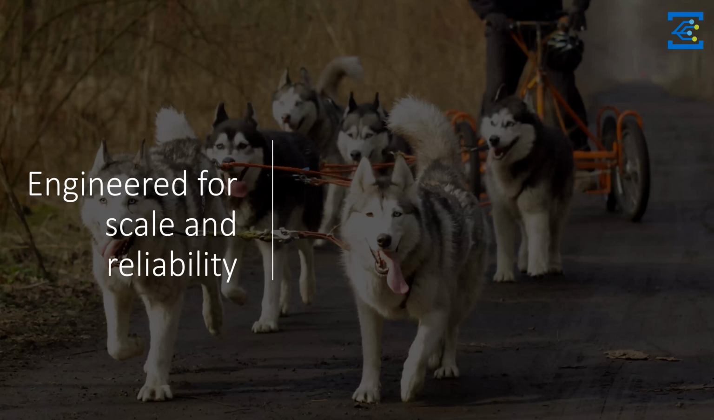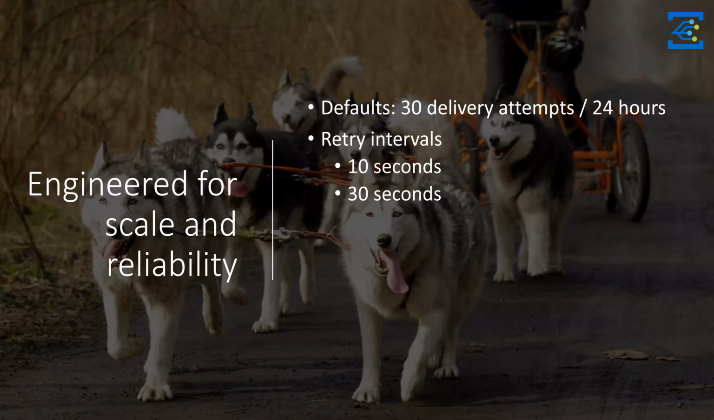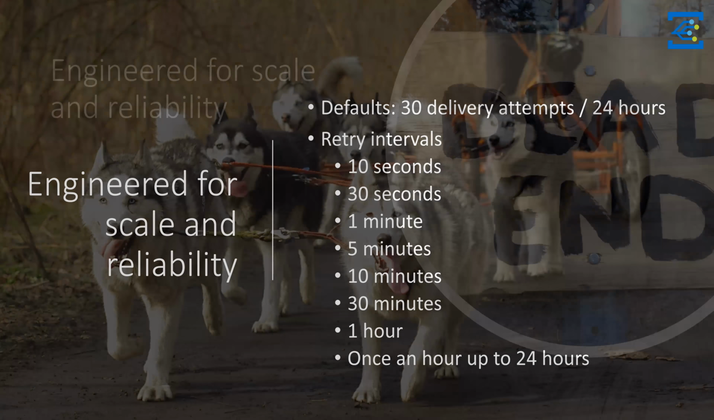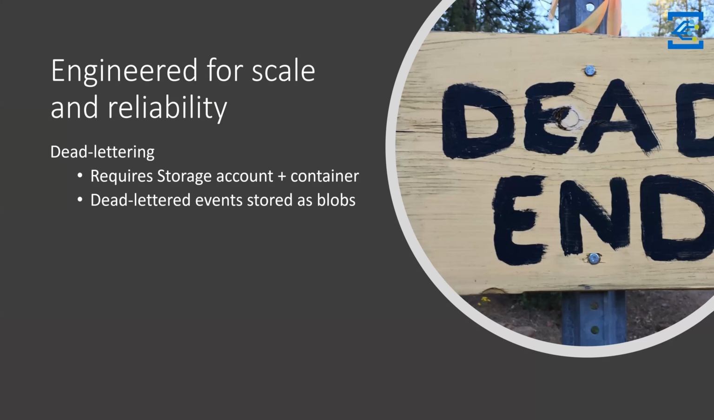Now, when I'm talking about scale and reliability, by default, there are 30 delivery attempts within a time frame of 24 hours. If the messages are failing, there are retries, and this is the default scheme for those retries. They can be reconfigured and redefined if you want fewer delivery attempts or a lower time. There's also a possibility for dead lettering. It requires a storage account and a container to be provisioned. And every message that is failing delivery after retries is stored as an individual blob.